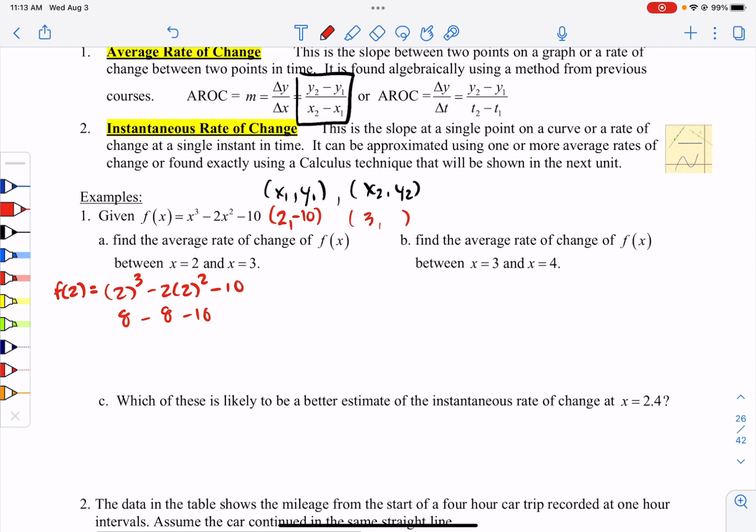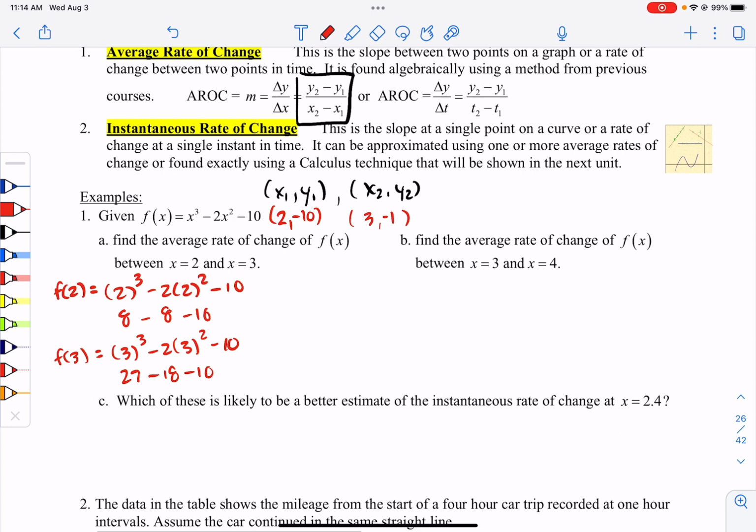When my x is 3, let's find f of 3. So f of 3 equals 3 cubed minus 2 times 3 squared minus 10. Well, 3 cubed is 27. 3 squared is 9 times 2, that's 18. And then I'm going to minus 10 more. So 27 minus 18 is 9, minus 10. That gives me negative 1. So my y value is negative 1.